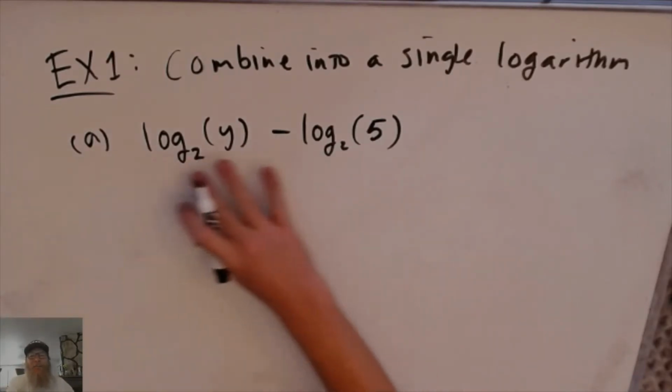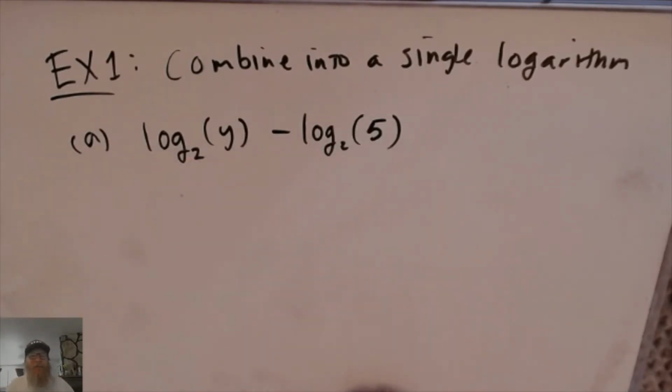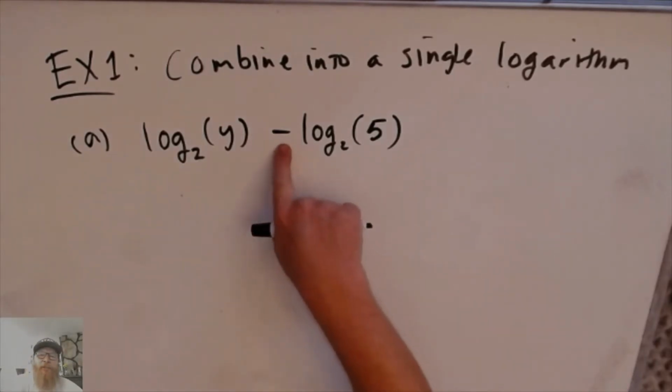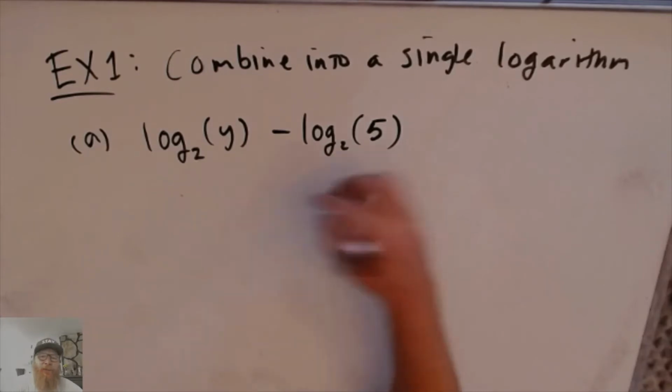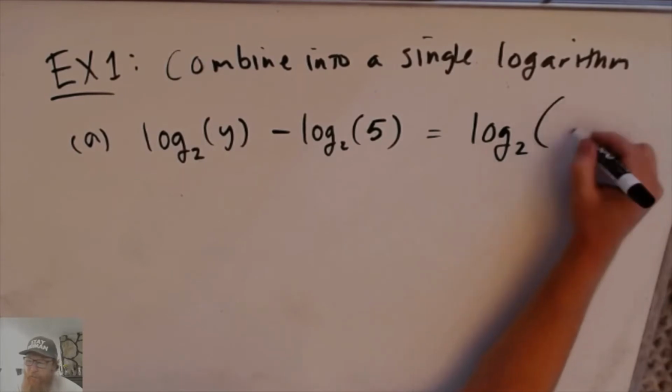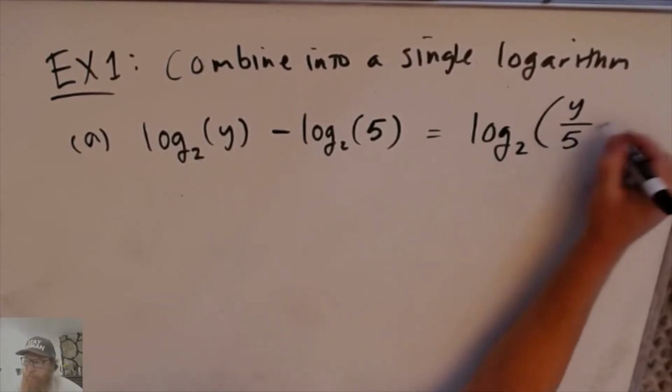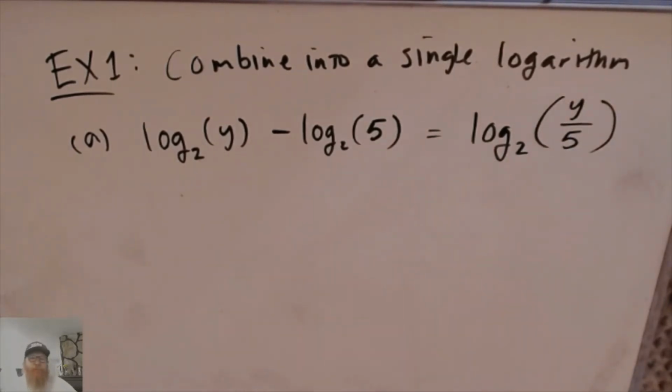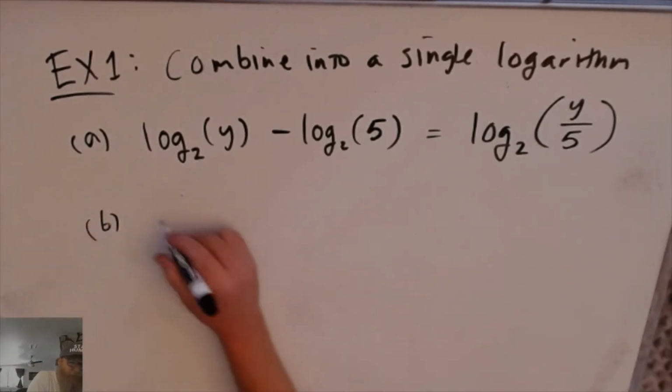All right, so combine into a single logarithm. I'm just going to write down one of these at a time. All right, so this is subtraction. So that's going to be a quotient. That's it. Just exercise the properties. We'll get good at these as we go through them.